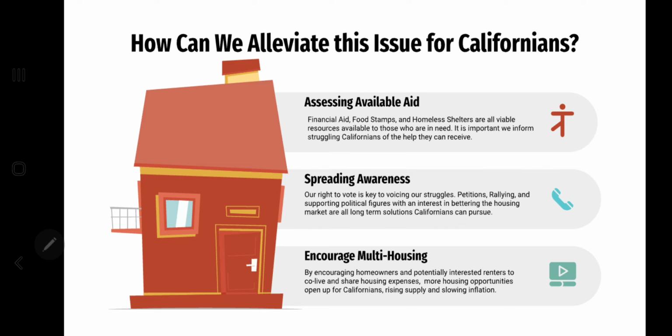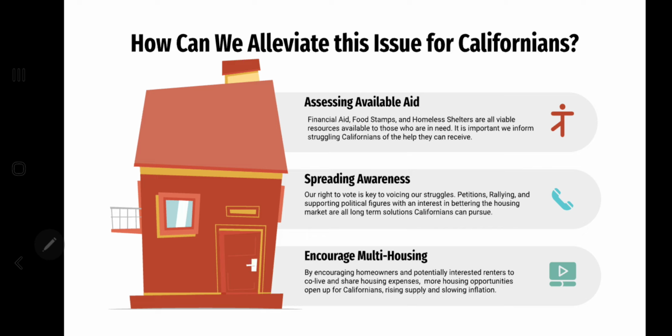What proposed solutions are there to alleviating this issue for Californians? Financial aid, food stamps, and homeless shelters are all current attainable and viable resources available to those who are in need. It is important we inform struggling Californians of the help they can receive. As for the price of housing, we can spread awareness of the issue by utilizing our right to vote and letting our voices be heard by those in charge.